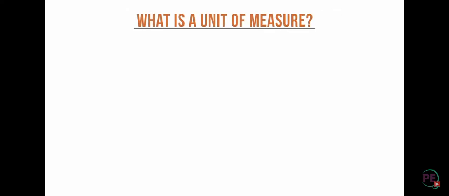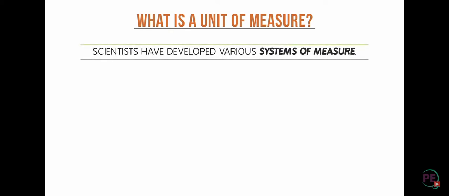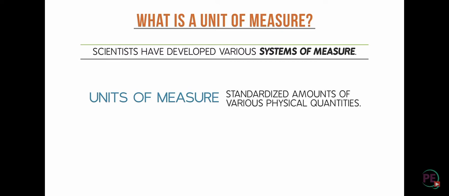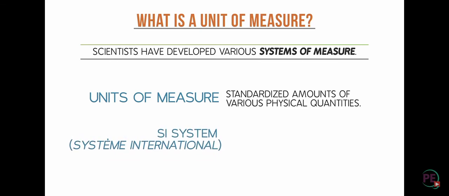So what is a unit of measure? In order to have accurate and reproducible ways to define magnitudes of length, volume, density, etc., scientists have developed various systems of measure. These systems are made up of units of measure, which are basically standardized amounts of various physical quantities. The SI system is the international system of measure used by scientists. It is a very comprehensive system with many units of measure. However, we will only need to cover a few of these units in order to prepare for the TEAS.